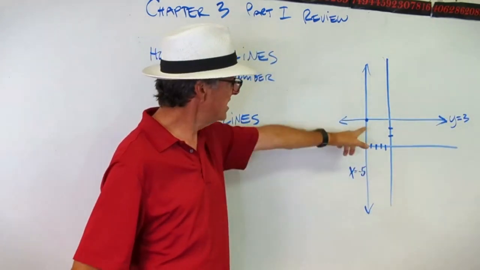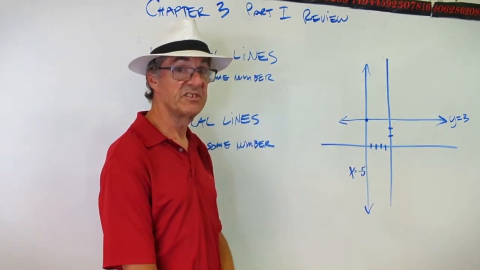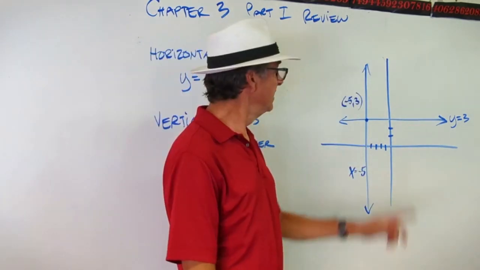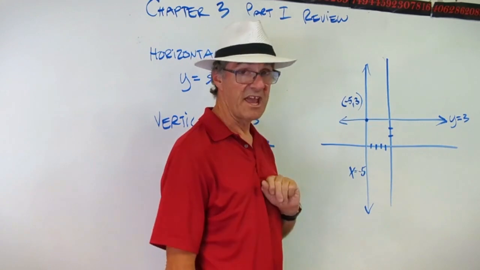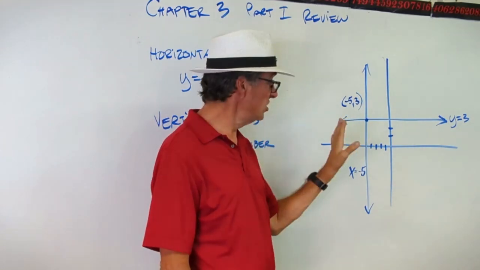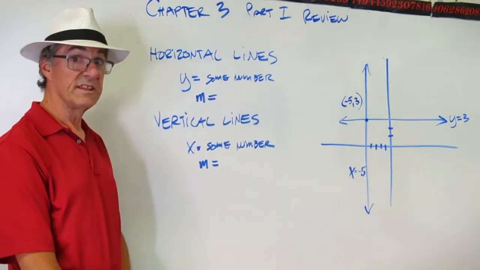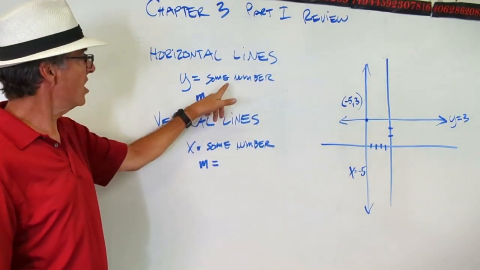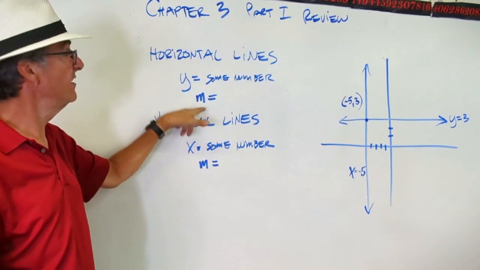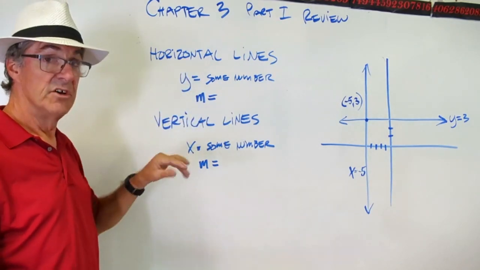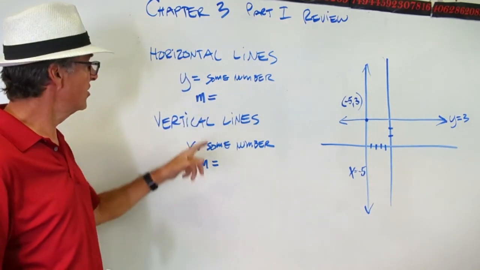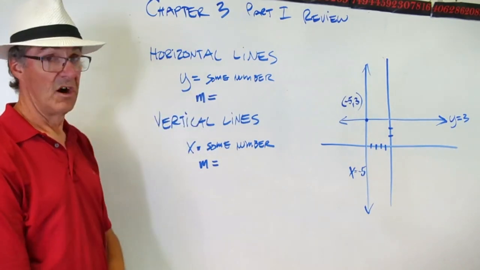Pause the video and tell me what the point of intersection is for these two lines. If you got minus 5, 3, you're right. If you don't get that, pause the video, take a look at it, make sure you see why that's the point of intersection. One last point. We can talk about the slope or the gradient of horizontal and vertical lines. So pause the video, dig deep, see if you can remember what these slopes are.